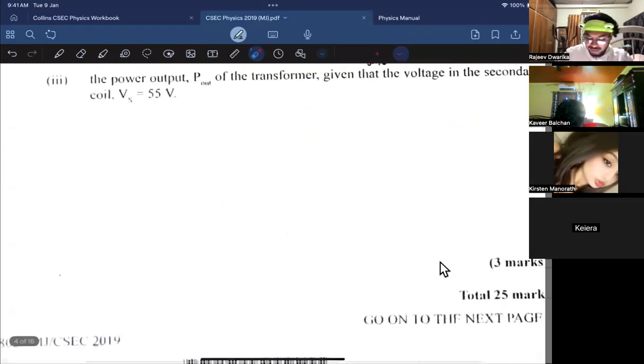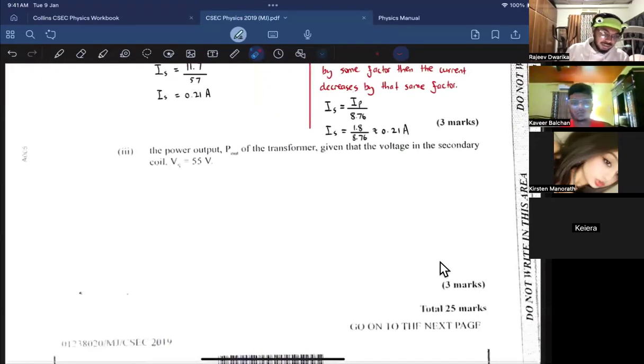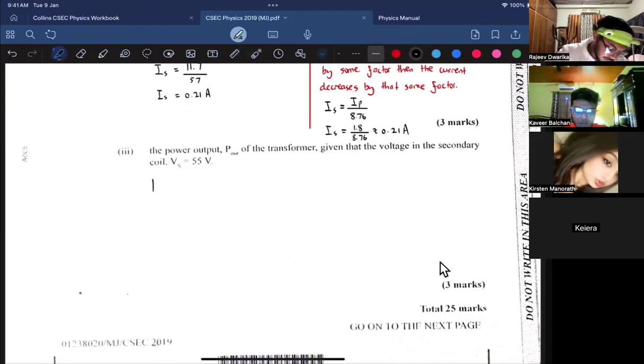All right, let's do the last question and then we're going to do another question. I didn't intend to take so long with this one. Justin, read part 3. The power output P out of the transformer, given that the voltage in the secondary coil is Vs equals 55 volts. What do you want to find? Power out. How do you find power? P equals IV.